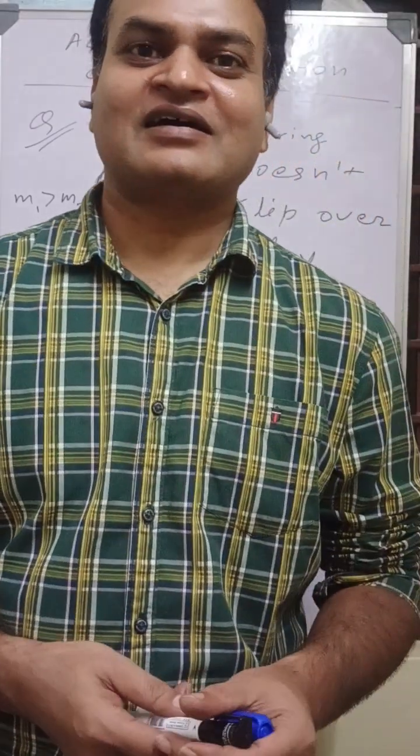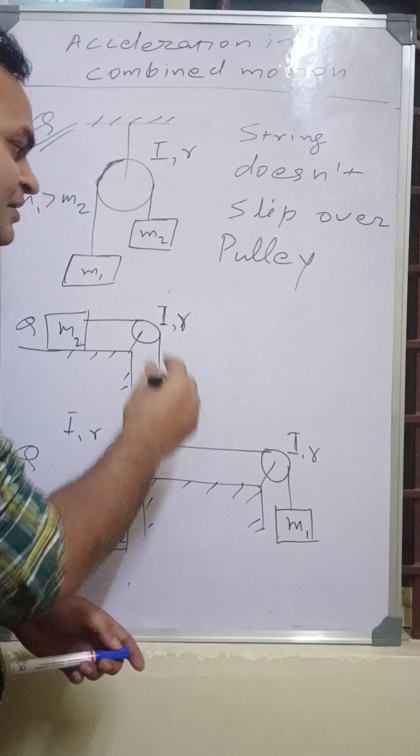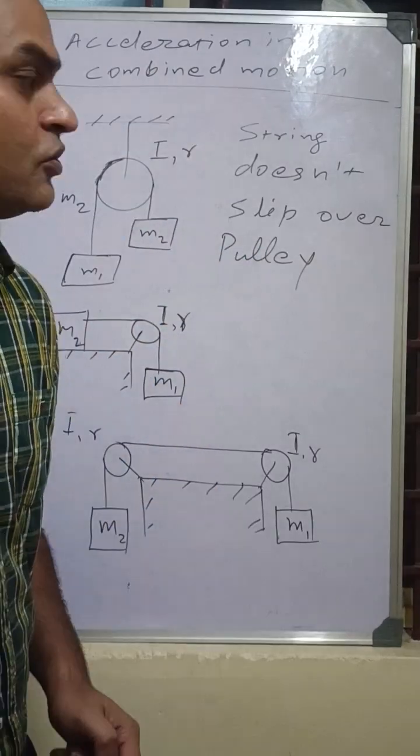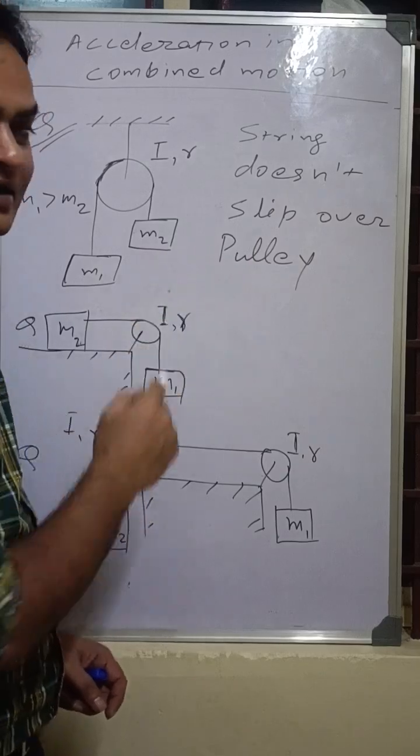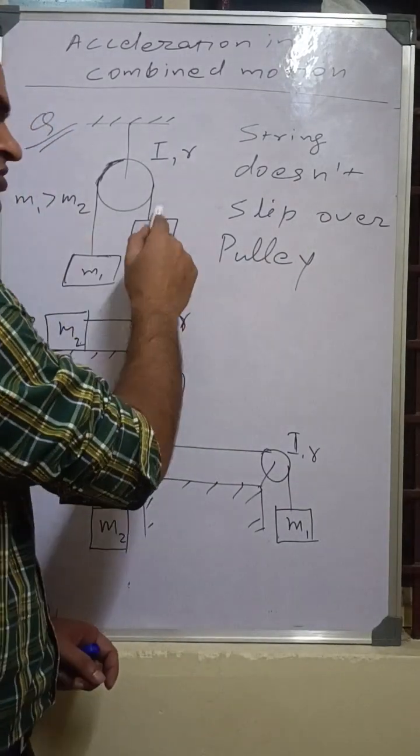Okay, so I'm here to explain the concept of acceleration in combined motion, especially in these type of questions. The question is: find the acceleration of m1 or m2, and what will be the tension in the spring.